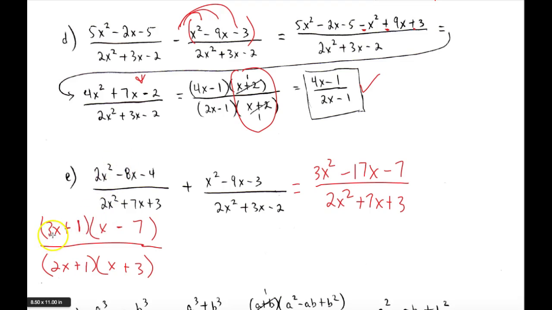So we have 21, negative 21x plus 1x. That would be a negative 20, which doesn't work out there. Going in the other direction, that wouldn't work either. So it seems like this 3x squared minus 17x minus 7 will not be able to be factored.